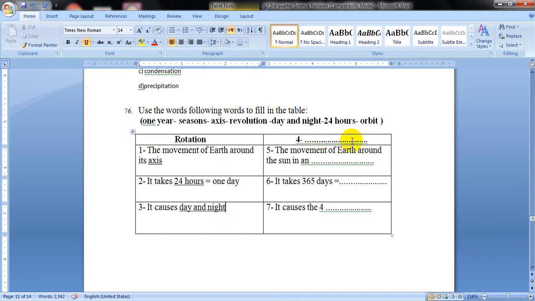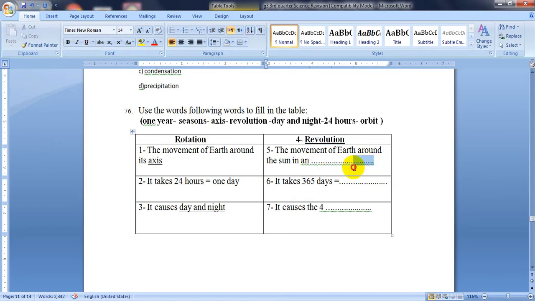Here number 4 is missing. How will we know it? When we read this sentence. The movement of Earth around the Sun. What did we call this movement of Earth around the Sun? We call it revolution. The movement of Earth around the Sun is called revolution.